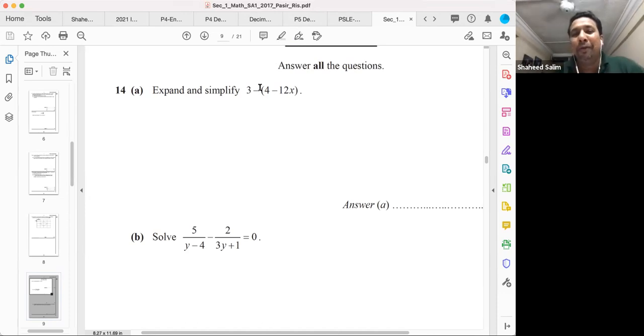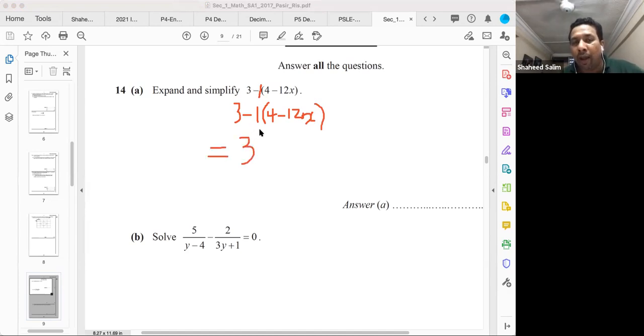So now, what is the number in front of here? It's like number 1. So imagine it's like 3 minus 1 in front of the bracket. In case you don't understand, I just put it like that. Why? So that you know when you remove the bracket, you have to times it first. So what do you mean times it? Watch. 1 times 4 is 4. Minus and plus, minus.